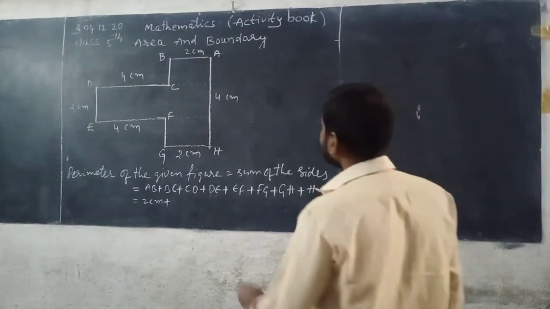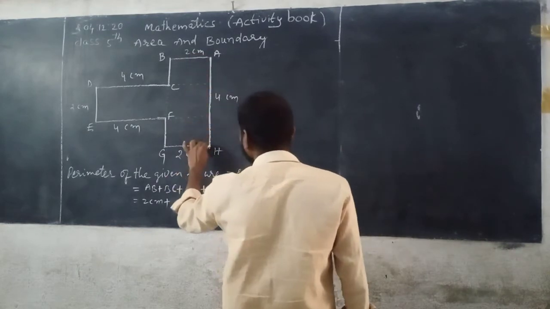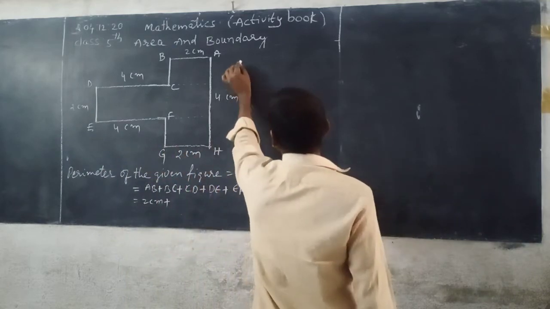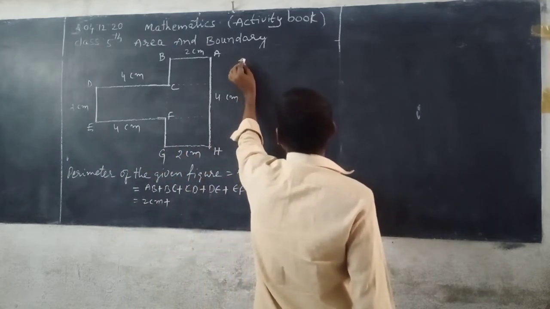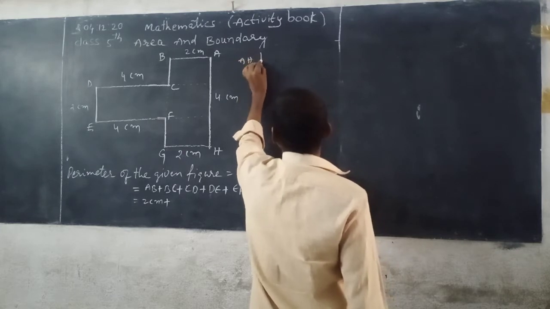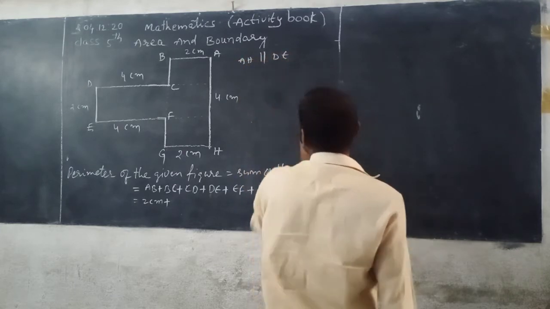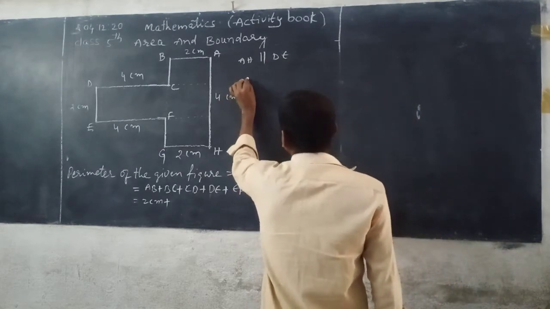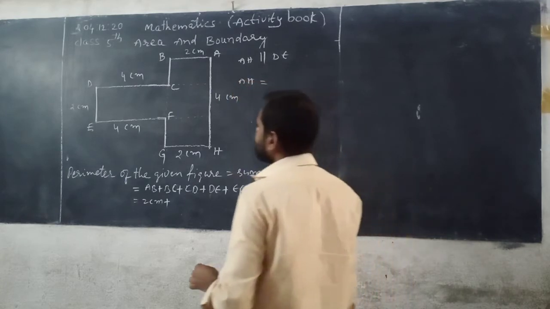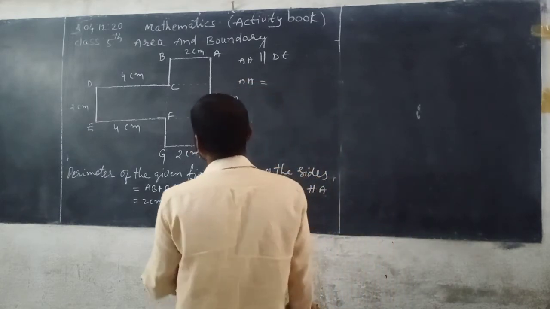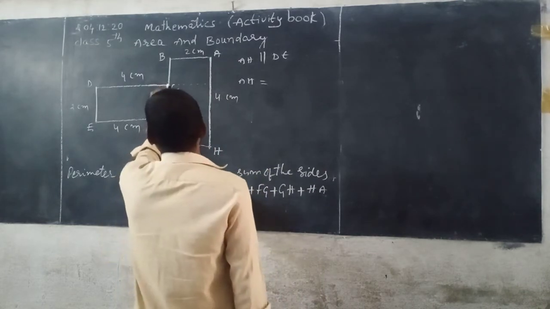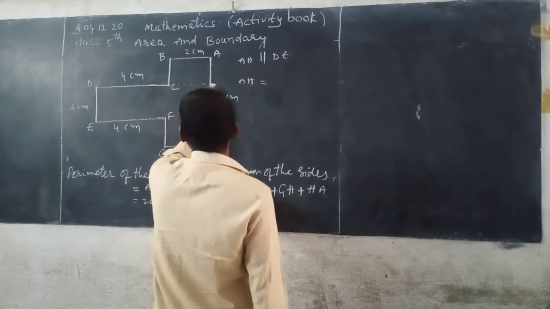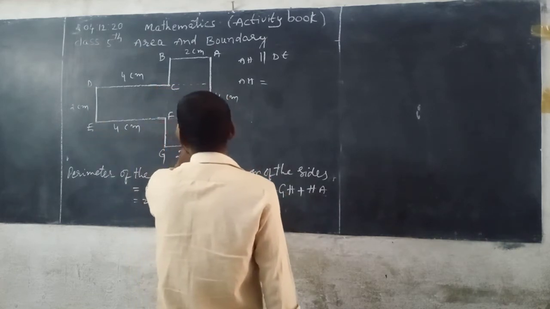See here. AH is parallel to DE. Then you can write AH is equals to, see here, this is DC. DC is produced to this side and EF is also produced to this side.